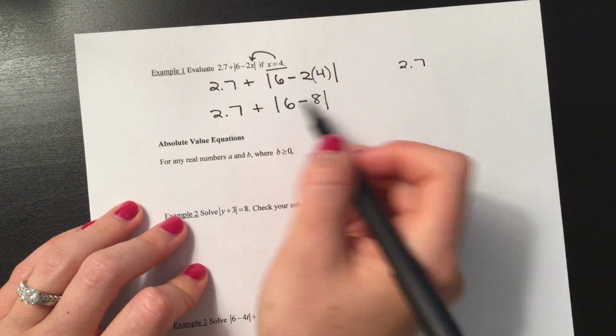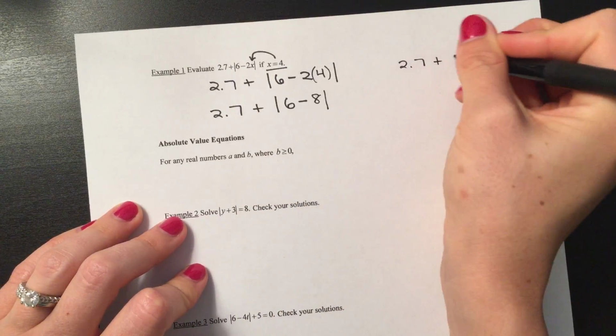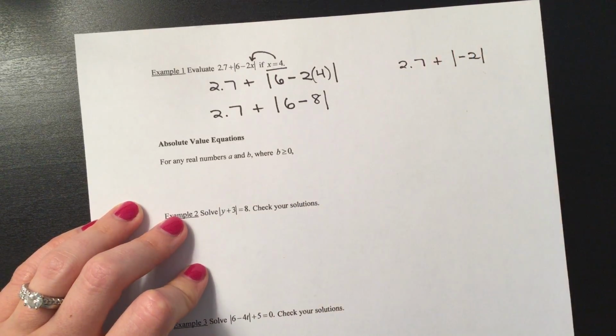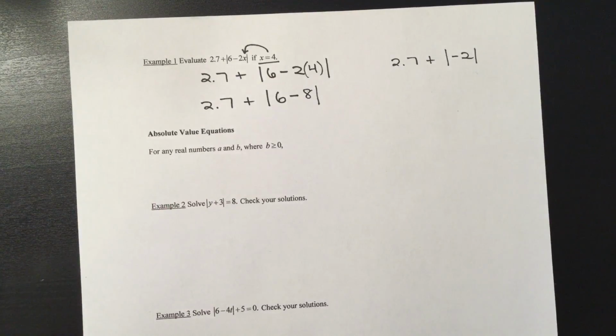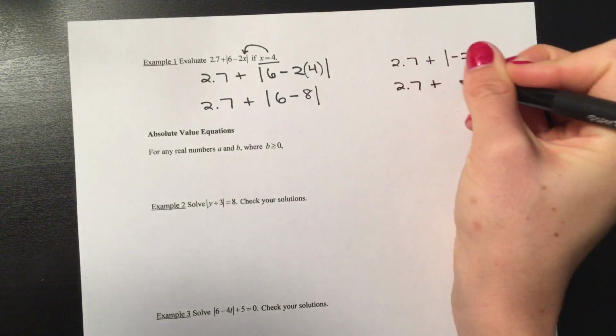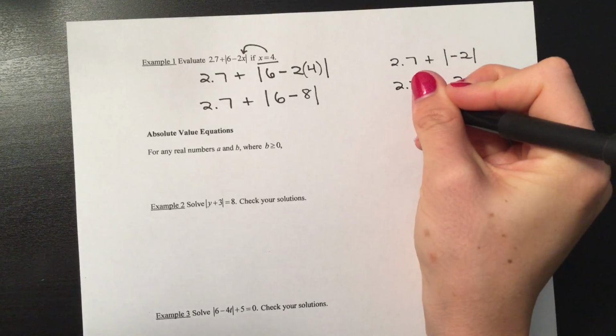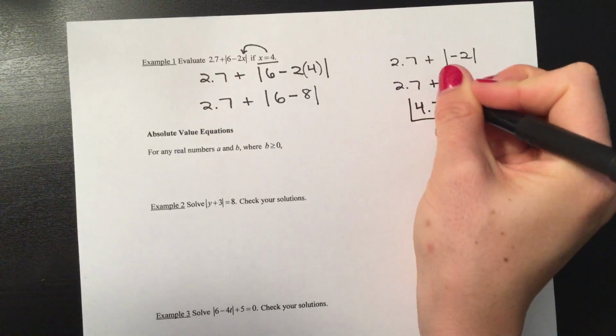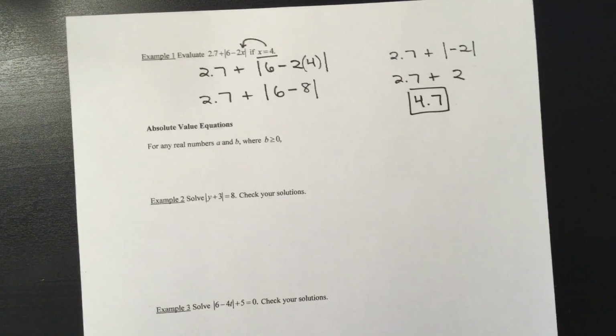Jump to the next step. I can subtract now. 6 minus 8 ends up being negative 2. And that's inside of an absolute value sign. And then remember, when I take the absolute value, the definition is that I'm taking the distance. So absolute value of negative 2, that means the distance of negative 2 from 0. So that would come back being positive 2, the absolute value, the value of the number without the sign attached. Okay, so 2.7, so the absolute value of negative 2 is 2, and then that comes out to just be 4.7. So the answer that I would give for that first example would be 4.7.